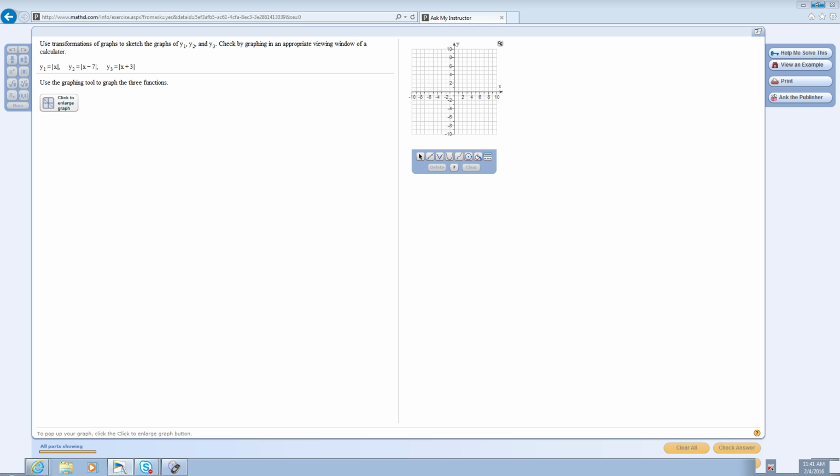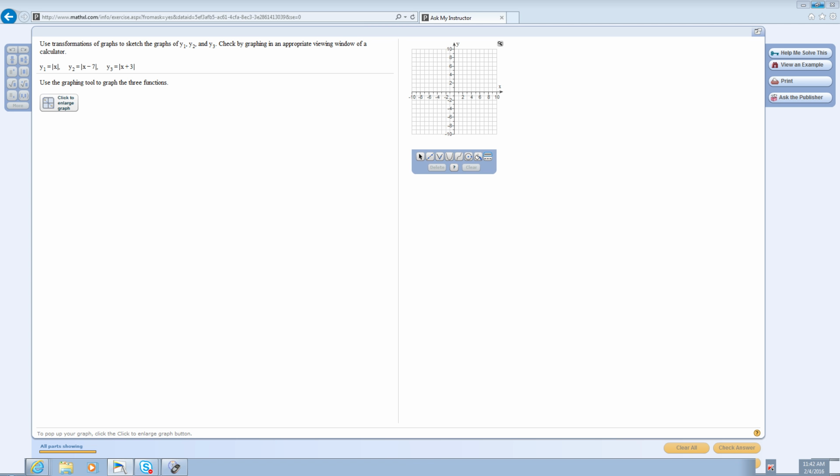So, I'm just going to draw a big graph here. I'll do it in black. There's my black graph, and I'm going to make y sub 1 equal to x. I'm going to make it basic, so it's black.